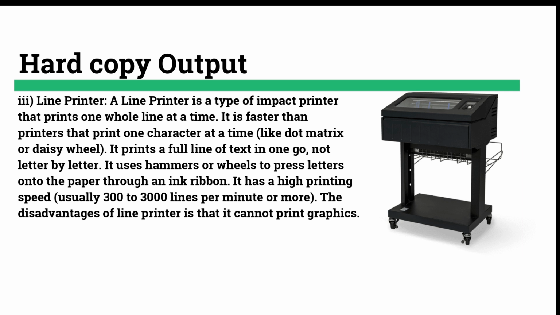It is faster than printers that print one character at a time, like dot matrix or daisy wheel. It prints a full line of text in one go, not letter by letter. It uses hammers or wheels to press letters onto the paper through an ink ribbon. It has a high printing speed, usually 300 to 3000 lines per minute or more. The disadvantage of a line printer is that it cannot print graphics.